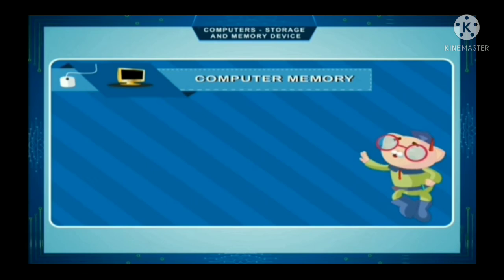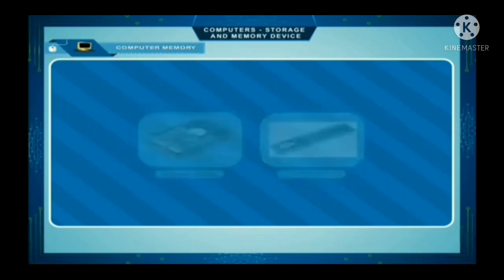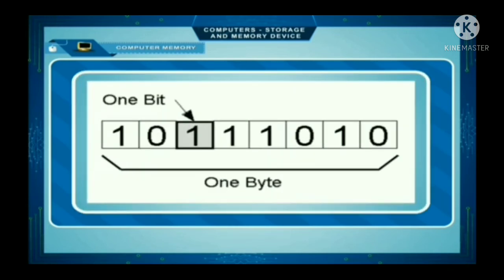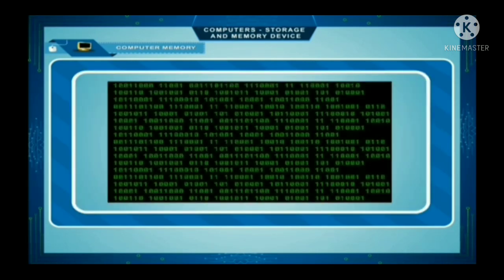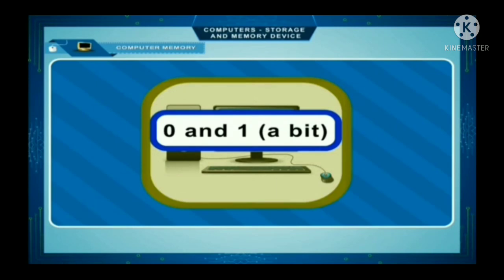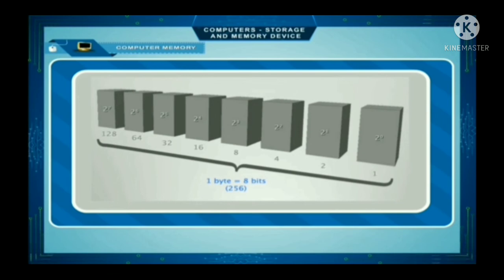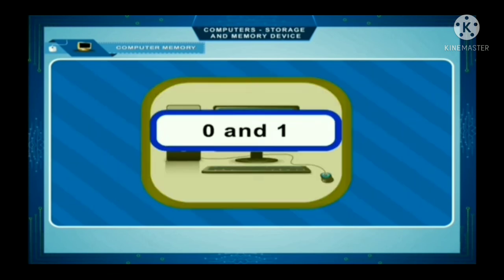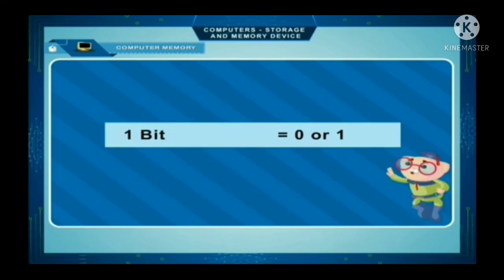Computer memory. Computer memory is measured in terms of bytes. 1 byte is capable of holding 1 character. Each piece of information is represented within the computer memory using binary digits 0 and 1, a bit. A combination of 8 bits makes a byte. Binary 0 and 1 represent 2 states, off and on. 1 bit is equal to 0 or 1.